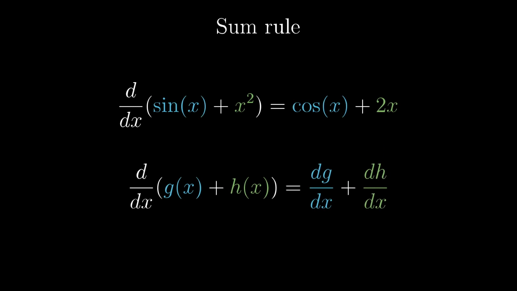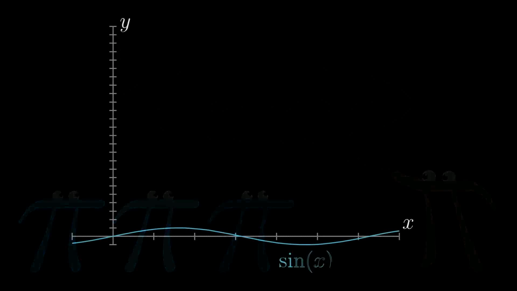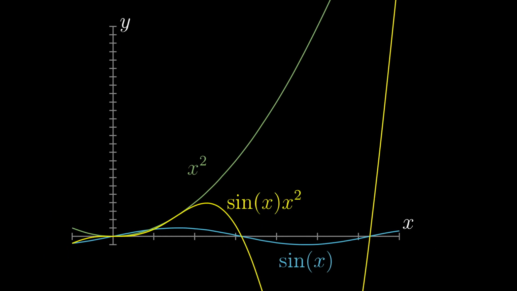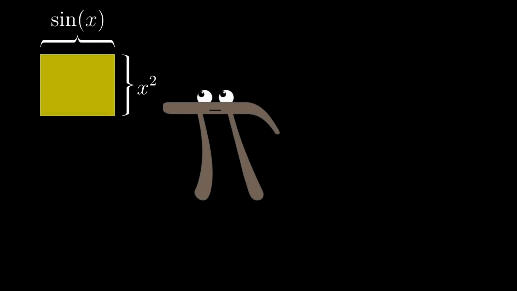But like I said, things are a bit different for products, and let's think through why in terms of tiny nudges again. In this case, I don't think graphs are our best bet for visualizing things. Pretty commonly in math, at a lot of levels of math really, if you're dealing with a product of two things, it helps to understand it as some kind of area. In this case, maybe you try to configure some mental setup of a box where the side lengths are sine of x and x squared.